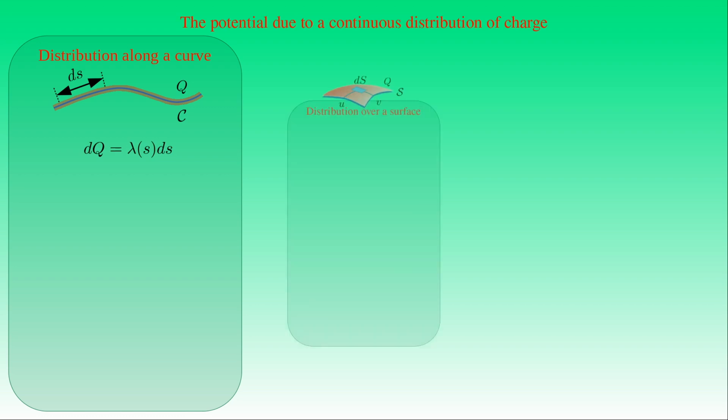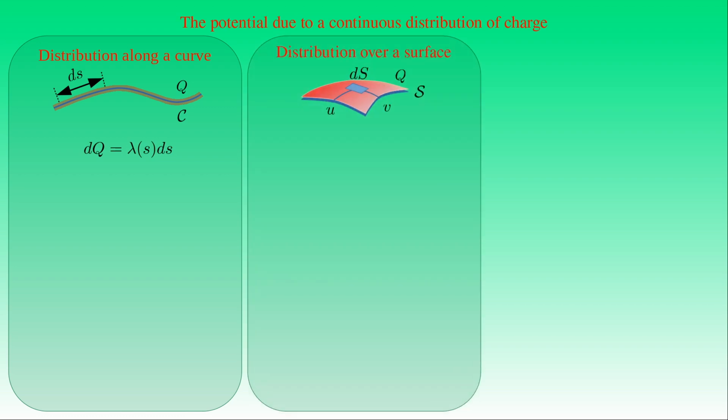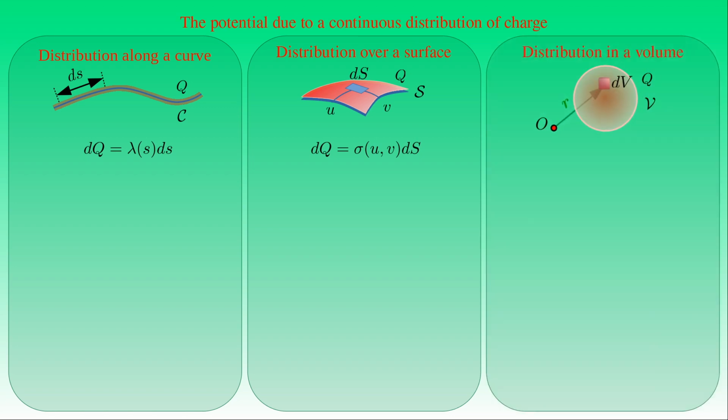For a given amount of charge Q distributed over a surface calligraphic S, the product of the surface charge density sigma and the area element dS gives the infinitesimal charge dq of the surface element. Similarly, for the spatial charge density ρ describing the distribution of the electric charge Q in a given volume calligraphic V, the infinitesimal charge dq in the volume element dV is given by ρ times dV.